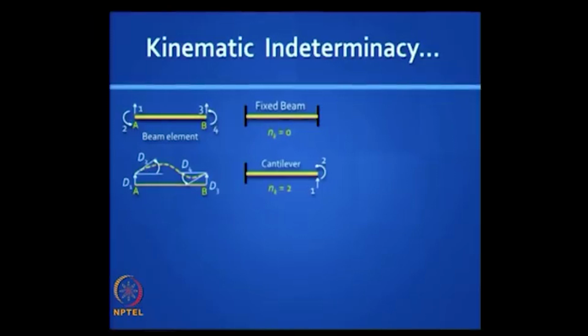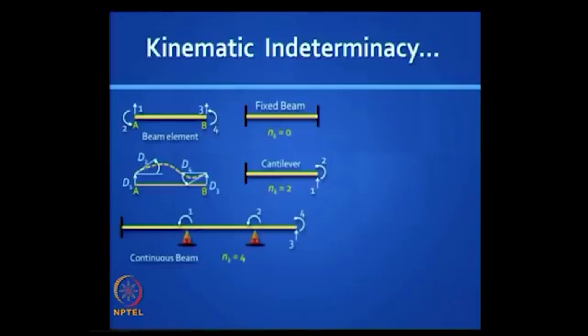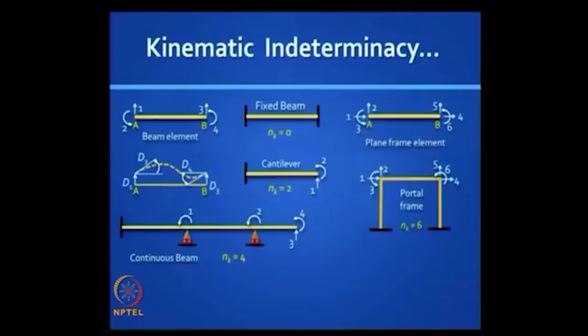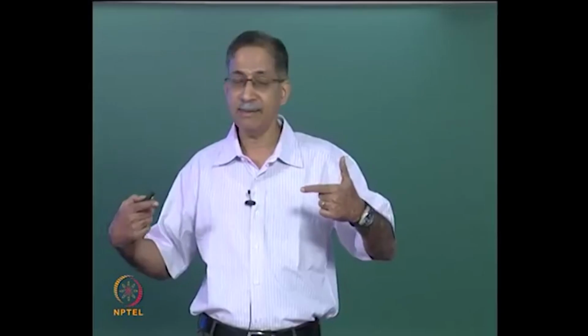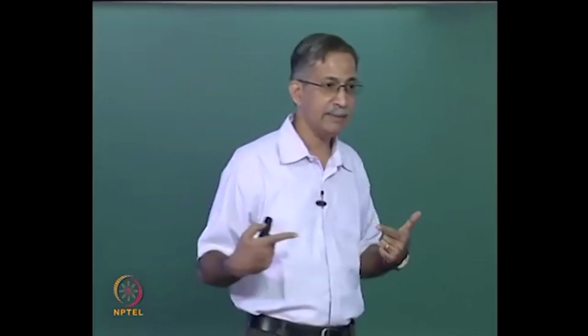The cantilever has a degree of kinematic indeterminacy of 2, because on one end you do not allow movements, on the other end you can have a translation and a rotation. Does it make sense? If you have a continuous beam, then you can see that there are 4 movements possible, 3 rotations and 1 translation. If you have a plane frame element, you have 2 additional degrees of freedom compared to a beam element, because the 2 ends can move, 3 and 4 can move, and it is possible for that member to elongate.